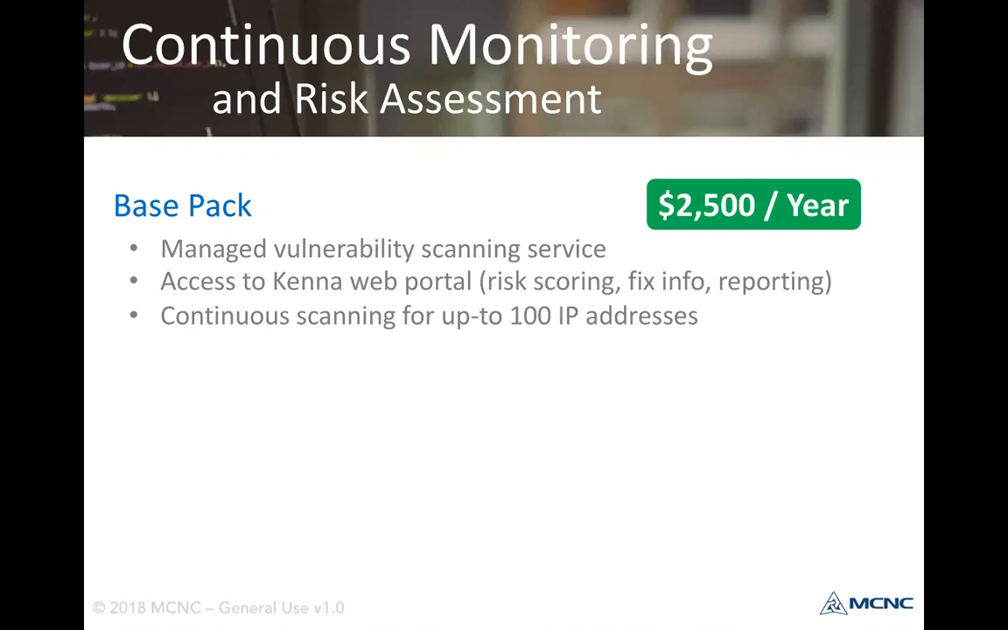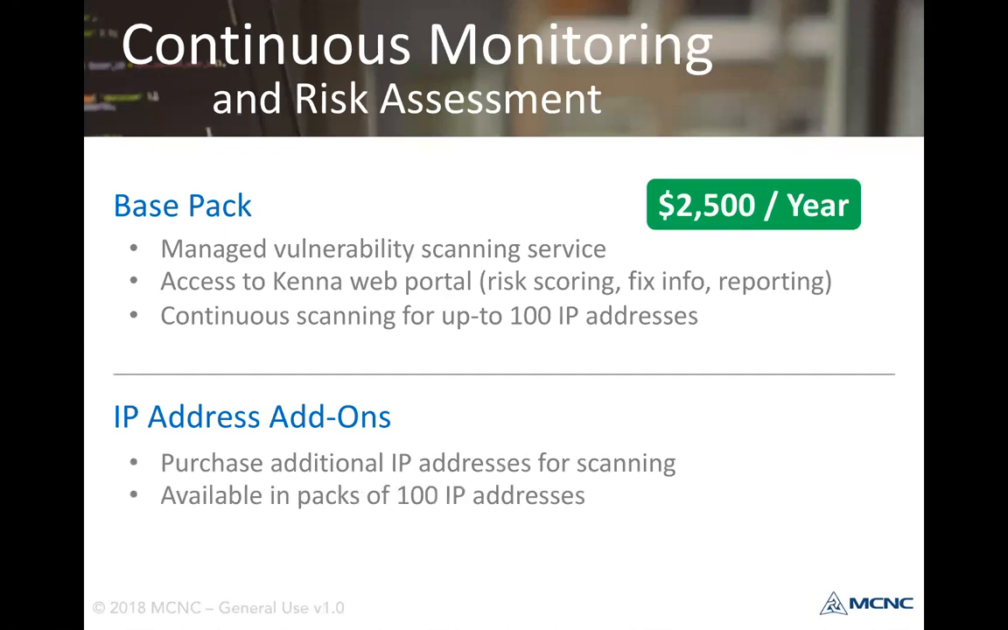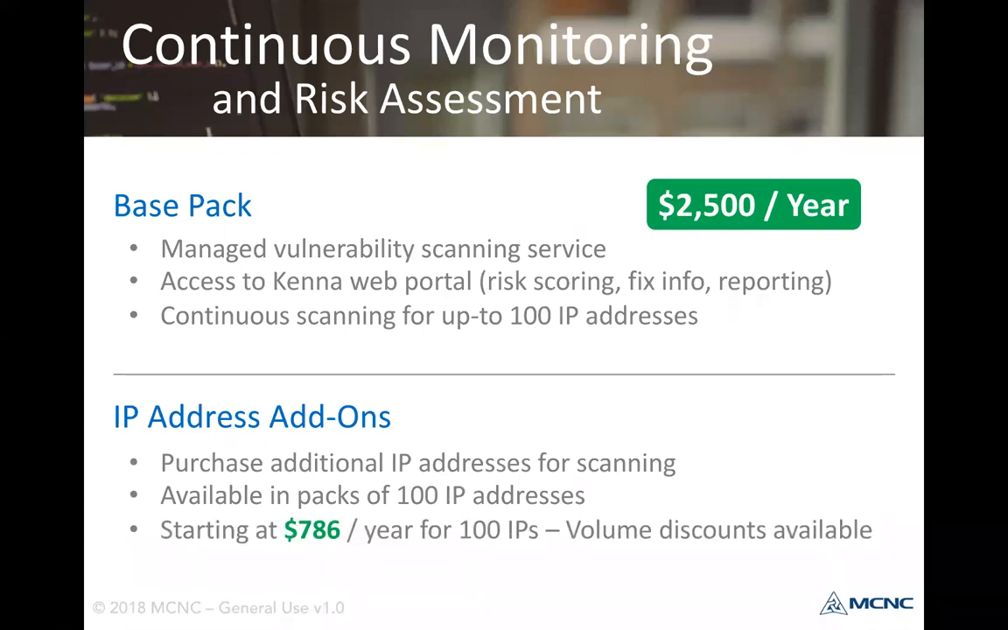Now, if you need more than 100 IP addresses, we sell add-on packs, and we sell those in groups of 100 IPs. And so if you do need more than 100, you can purchase the number of add-on packs that you need to get you to the number of IPs that you need for scanning. And those add-on packs start at $786 per year for a pack of 100 IPs. But we do have volume discounts available. So if you're buying more than 100, your price for the add-on packs will go down significantly based on your volume. So that's what the pricing looks like.